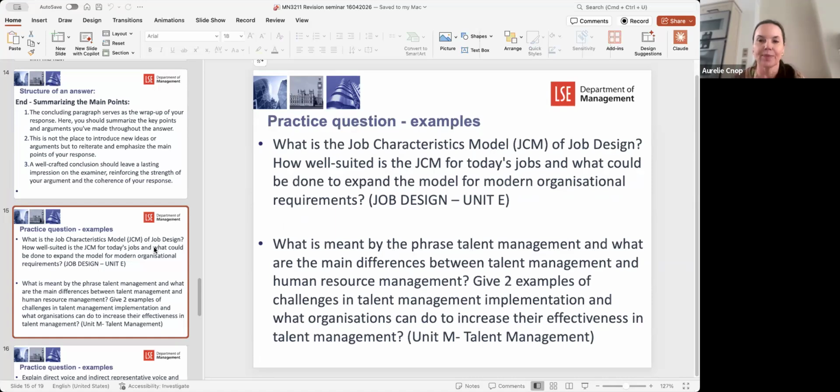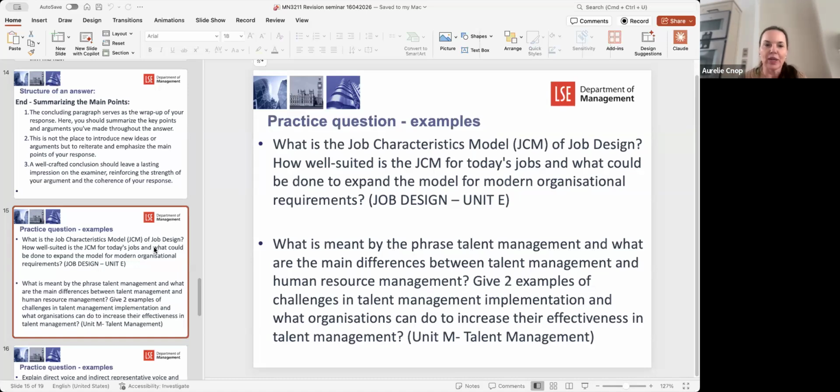So the first question, and I've given this to you so you have an idea of the type of question you're going to get, so you can prepare the way you're answering the question. The first question is, what is the job characteristics model? How well is this model suited for today's job? And what could you do to expand the model for modern organizational requirements? That's quite theoretical, but also a little bit practical at the end, right?